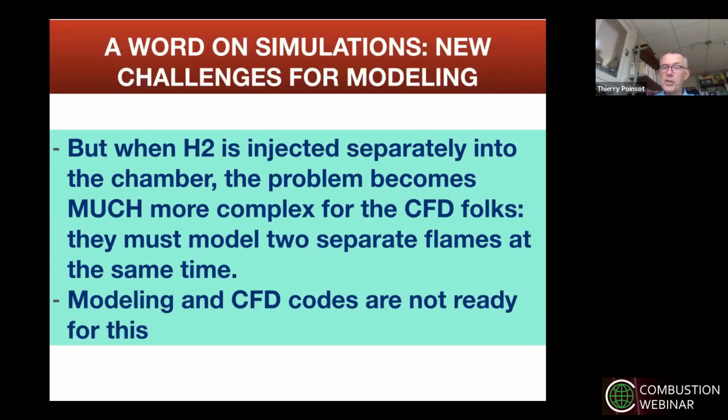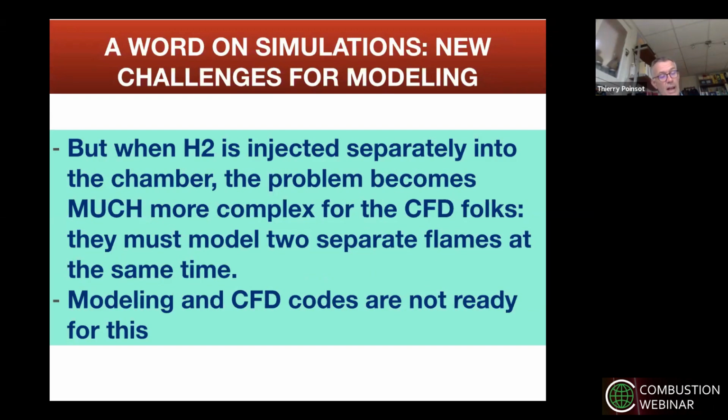But if you inject H2 separately, as we propose, into the chamber, the problem becomes much more complicated and interesting for the CFD folks, because now in this system we can have two flames at the same time. One flame of CH4 air, one flame of H2 air. And you have to model all of them at the same time. And this is where things get interesting.